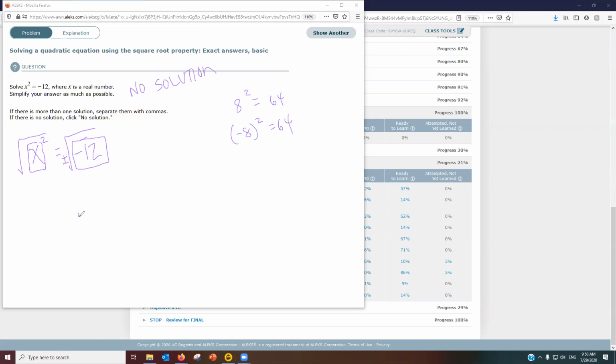You can never have x squared equal a negative number. There's never going to be an answer for this, because I can never take a number times itself and get a result that's negative.